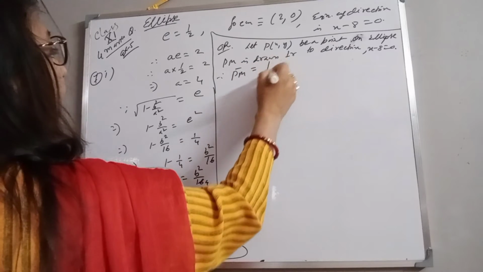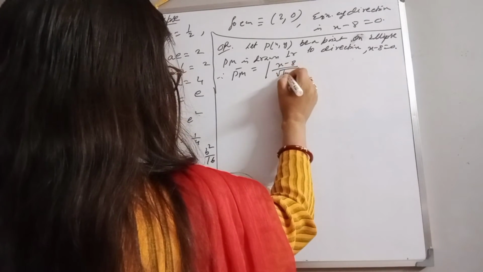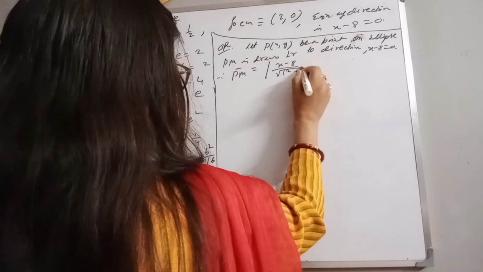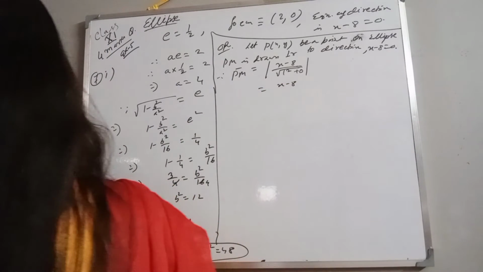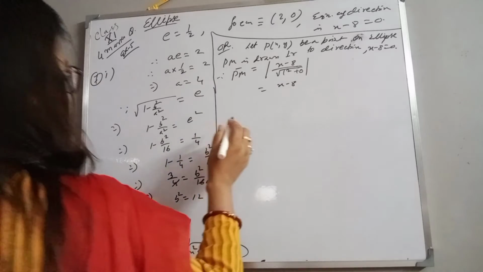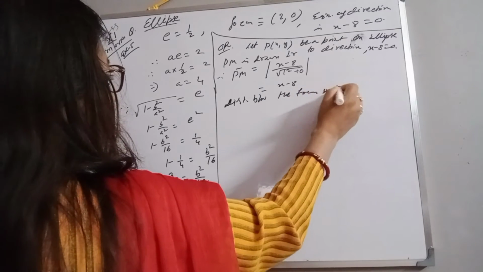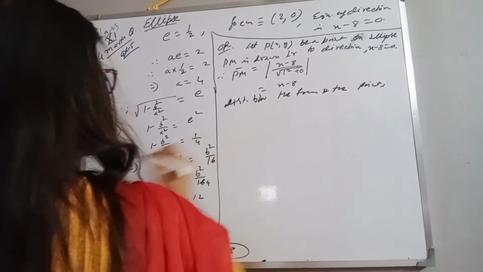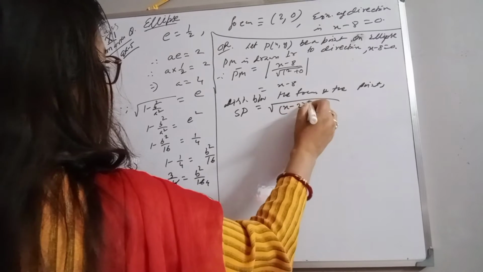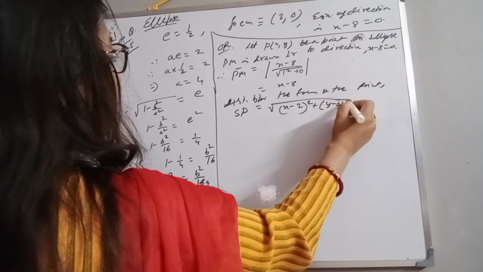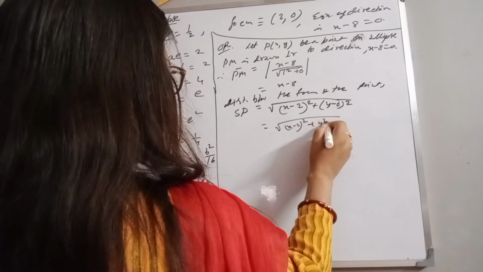Therefore, PM. It's a distance we are finding, so coefficient of x is 1, so it is coming 1 square, and the other part is not present, so it will be 0. So it is coming only x minus 8. Okay. Now distance between the focus and the point P. Distance between the focus and the point, that we know, SP equals square root of (x minus x1) whole square plus (y minus y1) whole square. Focus is (2, 0), so it is coming square root of (x minus 2) whole square plus y square.